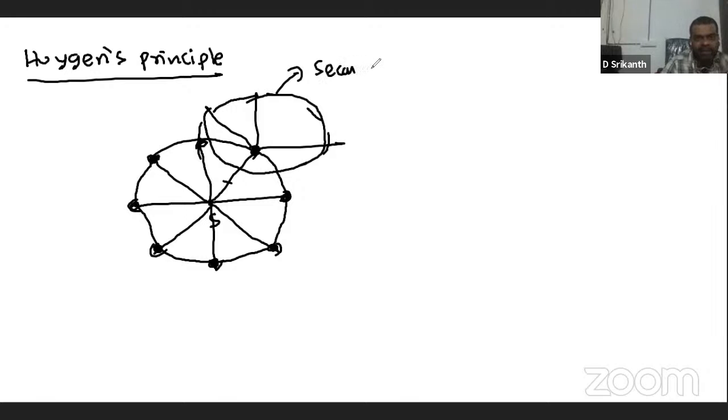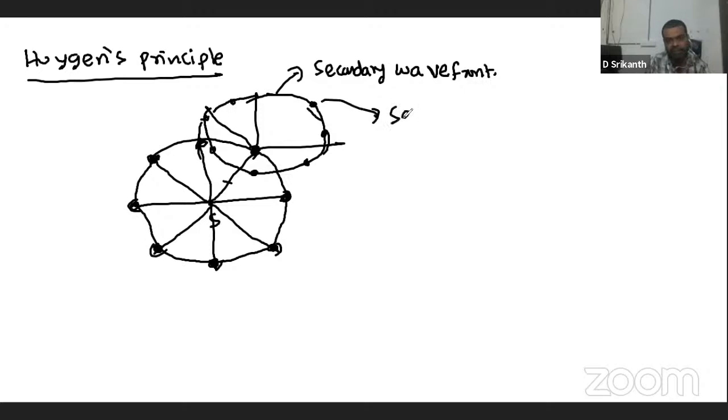So Huygens principle says that each wavelet on the primary wavefront, or simply the wavefront, will act as a secondary source, which leads to the formation of a secondary wavefront. And the points at which amplitude or phase are equal can be called secondary wavelets.